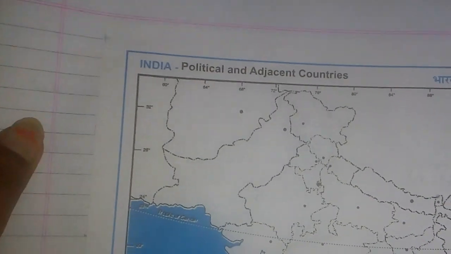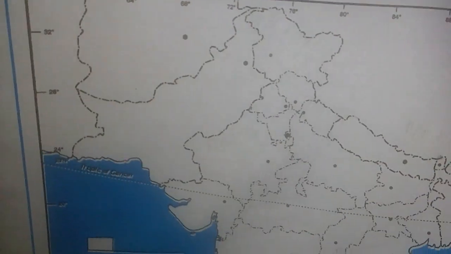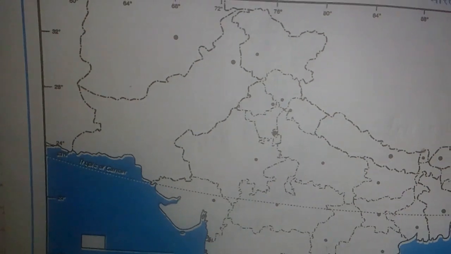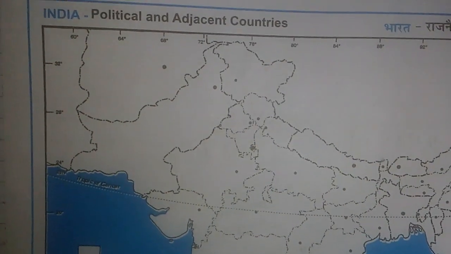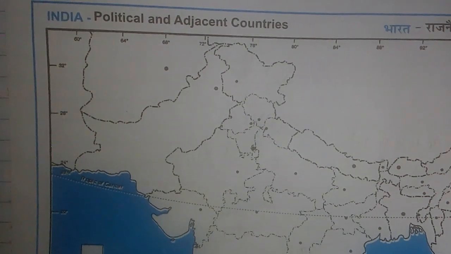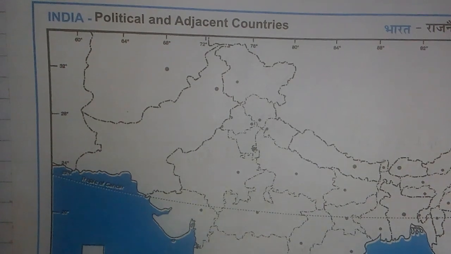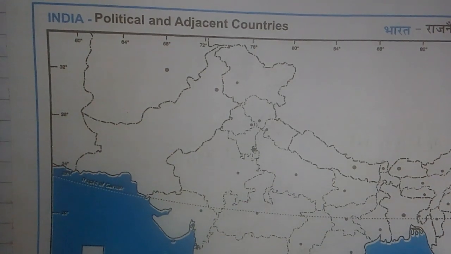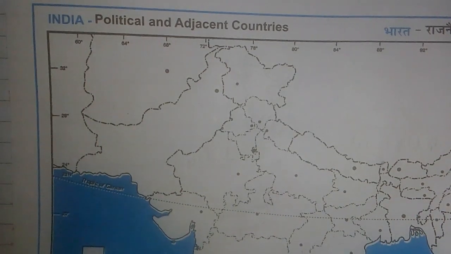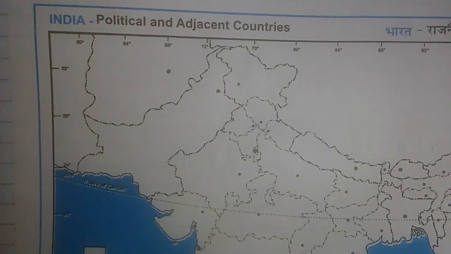First of all, you can stick the political map in your registers. Do not fold the map. Use entire page for sticking the map. As I have stuck over here, I have used entire page for sticking the map. Then the first thing that we are supposed to mark in the map, I am going to do one map as the example over here. Other maps you can do similarly as your homework.